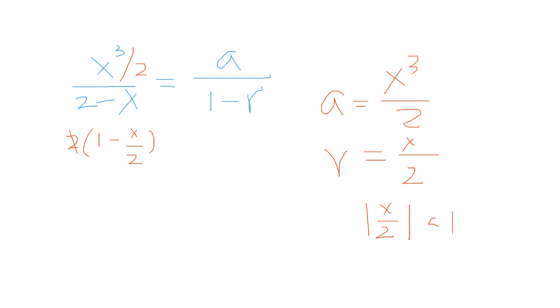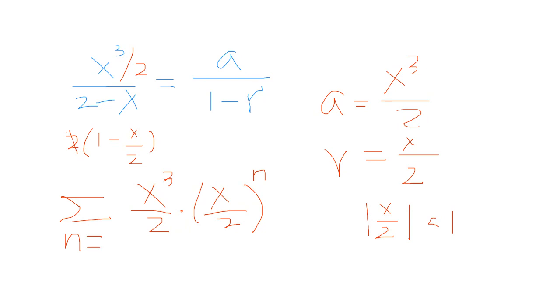Right? This less than 1, we can represent this function in, well, we have to consider our first term. Our first term is x cubed divided by 2, then multiply by our R. Our R is x over 2. This is with n, right? And n, we want to start with 0 up to infinity, right?